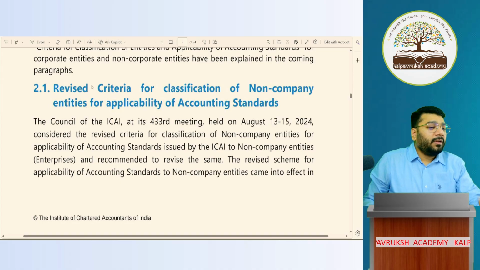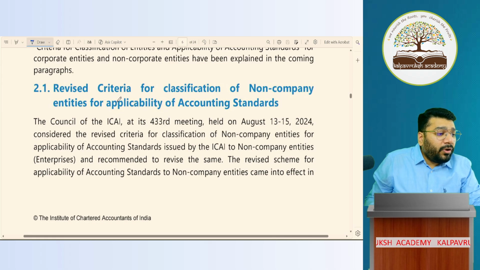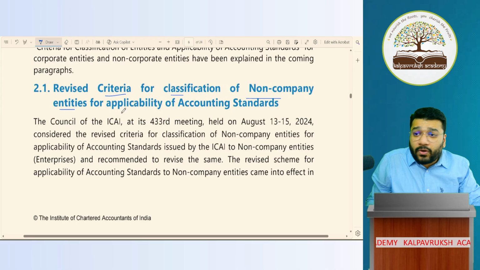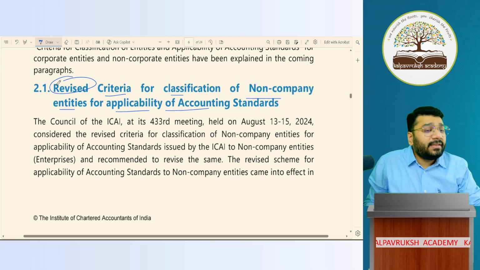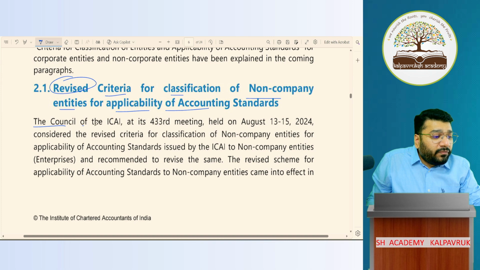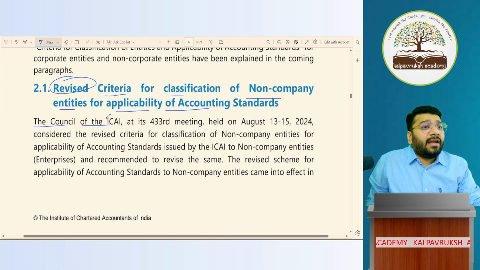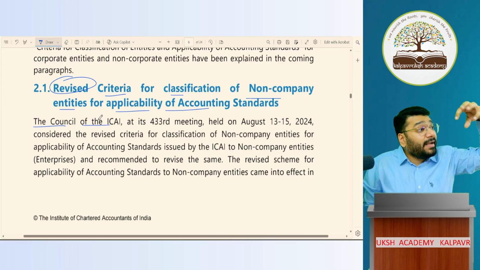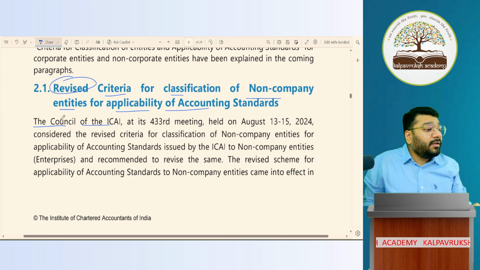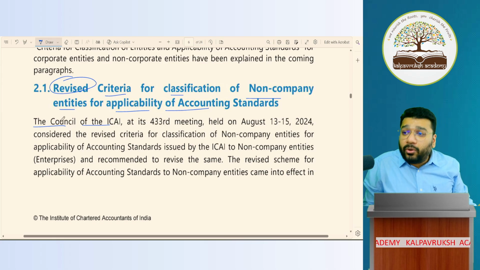However, guys, the criteria for classification of non-company entities from the point of view of the applicability of AS has undergone a change. There's a revision that has happened. Sir, when did this revision happen? The council of the ICI. There are multiple council meetings held by ICI, like how we have GST council meetings to decide a lot of GST related decision making, notifications, etc. Like that, there are a lot of council meetings done by ICI also.